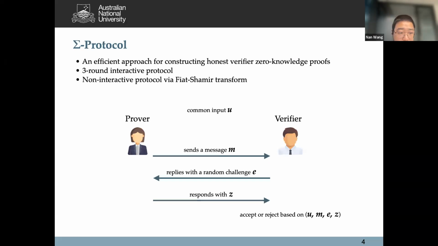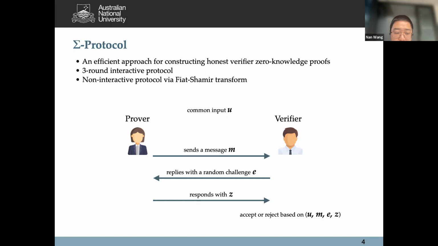Okay. A sigma protocol is an efficient approach for constructing honest verifier zero-knowledge proofs. It is a three-round interactive protocol between a prover and a verifier. Before the protocol, both parties share a common input U. The prover sends the initial message M in the first round, and the verifier replies with a random challenge E in the second round. The prover responds to the verifier with a message Z, and finally, the verifier can choose to accept or reject the proof based on the transcript U, M, E, Z.